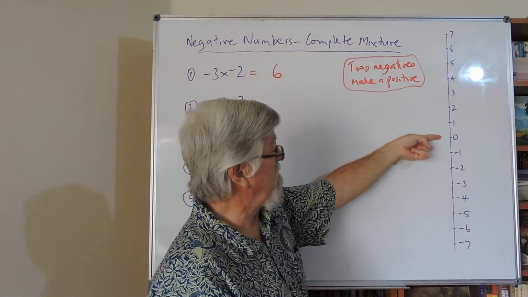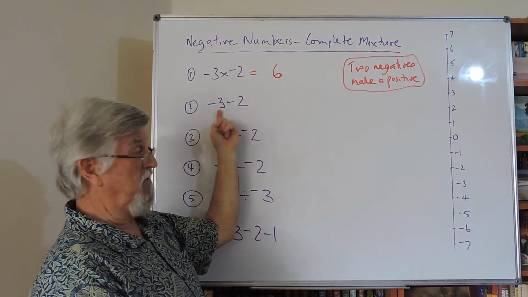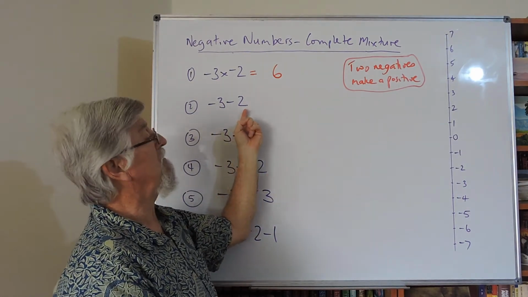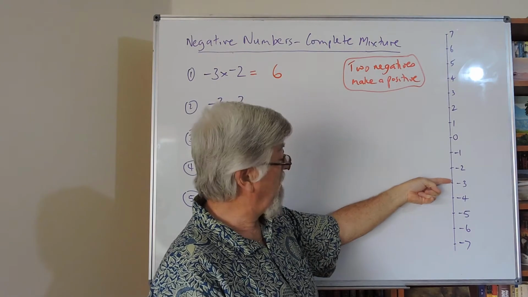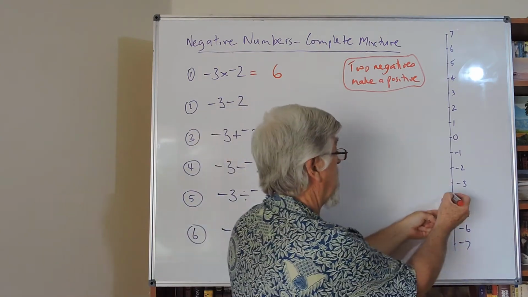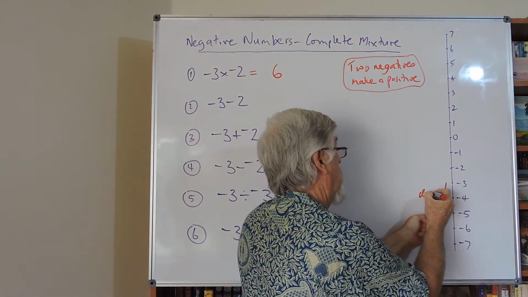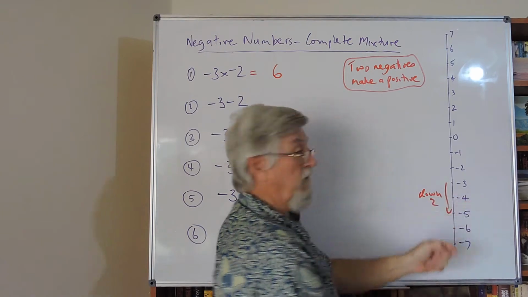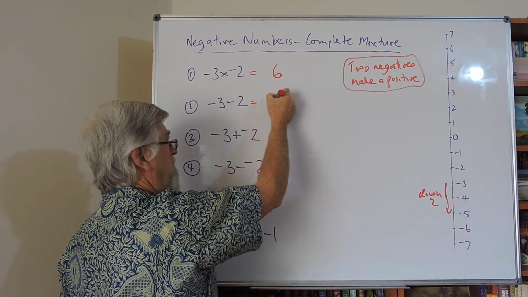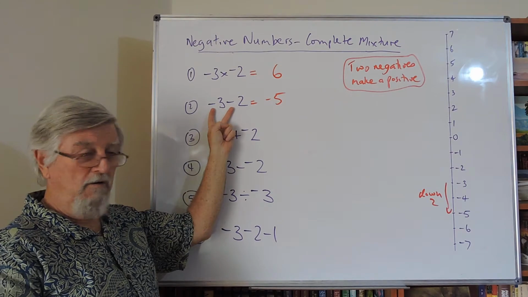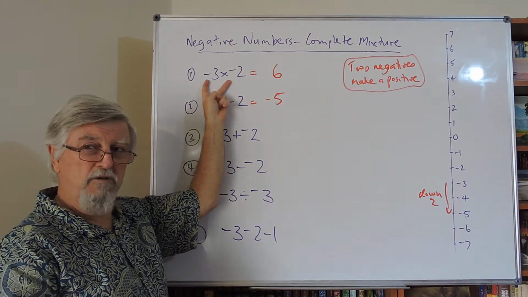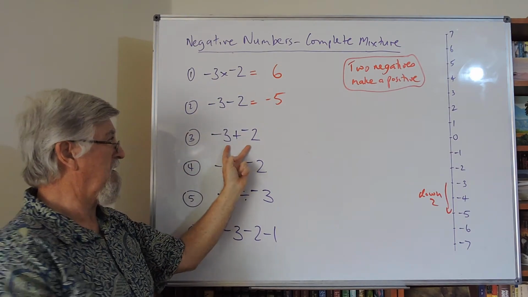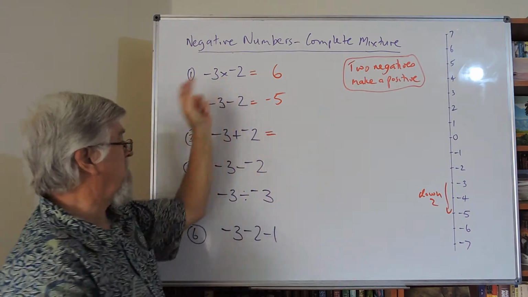We can go this way though. This is minus 3 where we start, and we go down 2. So if we start at minus 3 and go down 2, I end up at minus 5. So did those two negatives make a positive? No. Did those two negatives make a positive? Yes. This one here gets confusing because it's not a multiplication.